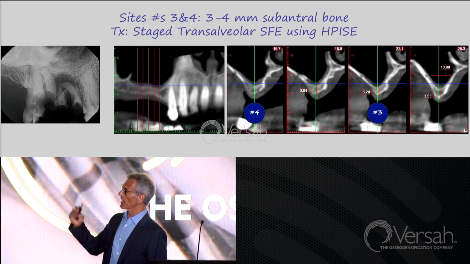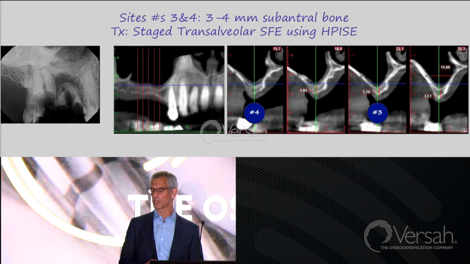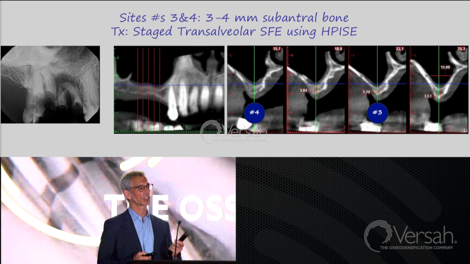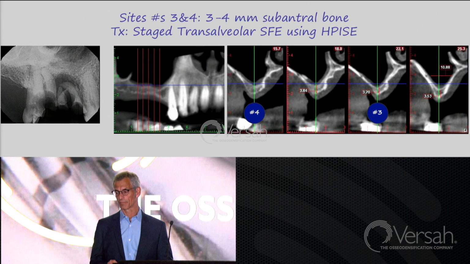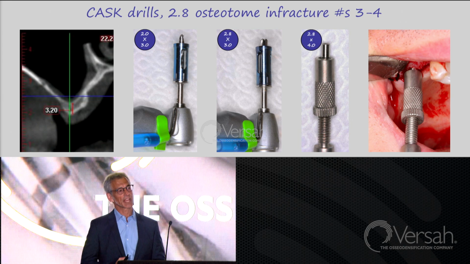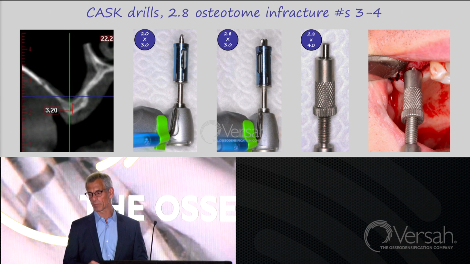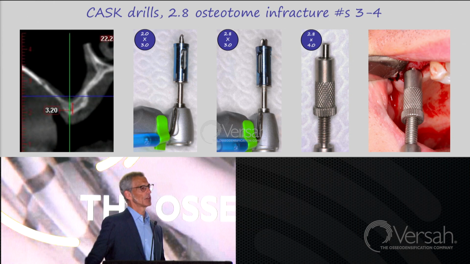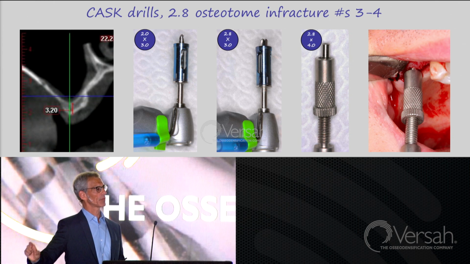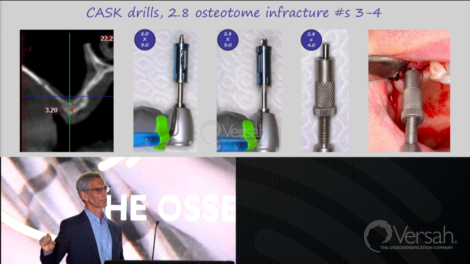Another case, site numbers 3 and 4, 3 to 4 millimeters of subantral bone. I'm going to do a staged lift. In this case, I use membrane-safe drills to 2.8 by 3 millimeters, and then I infracture with an osteotome with a 4 millimeter stop. No tap, tap, tap, tap. I infracture with an osteotome with a stop.